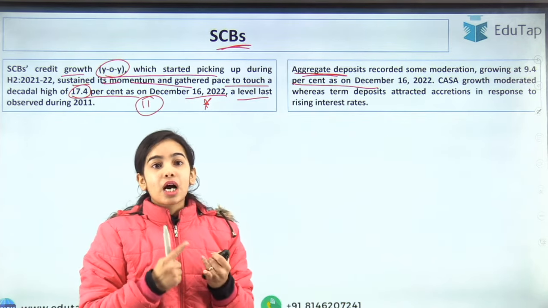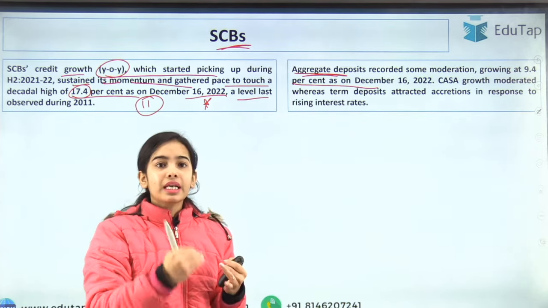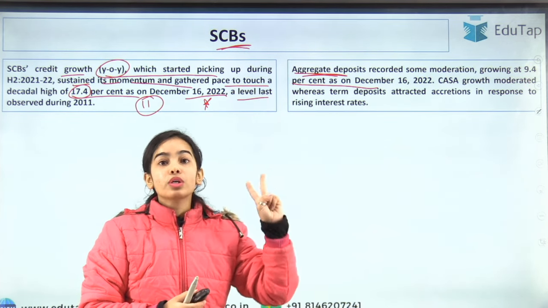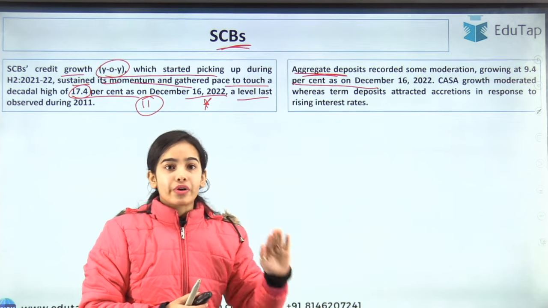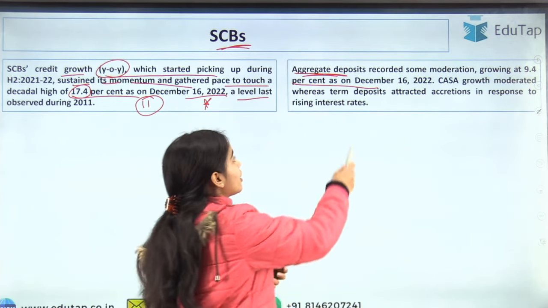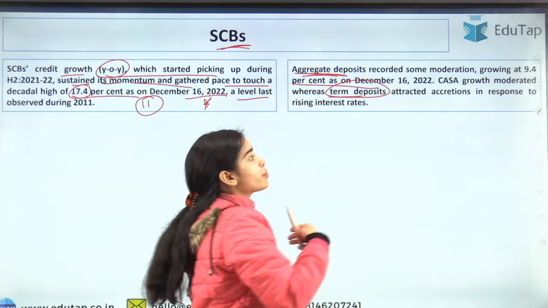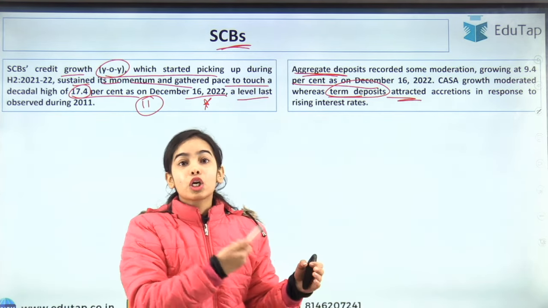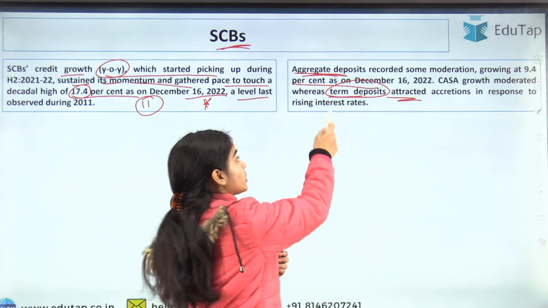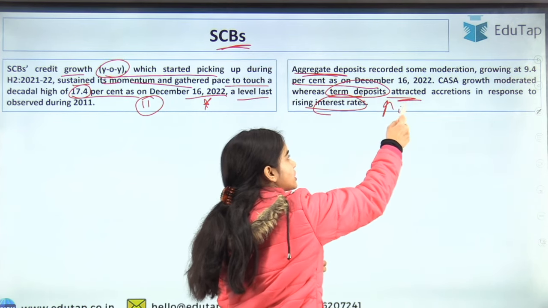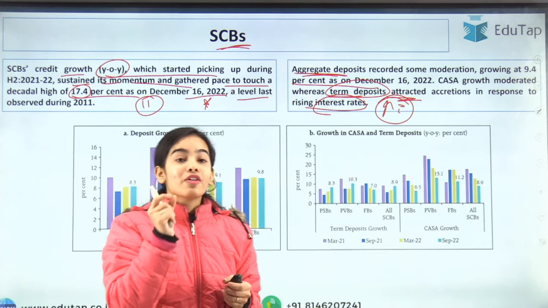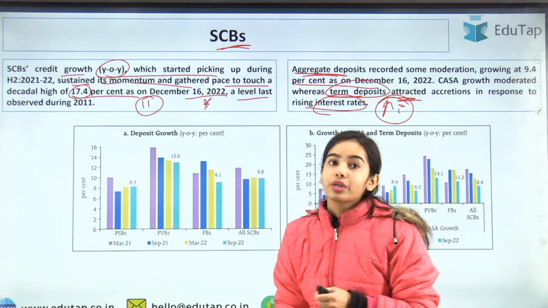CASA, that is the current account and savings account, growth moderated. It declined a little. The current account and savings account deposit growth was moderated. Whereas the term deposits, the fixed deposits we can say, attracted a lot of response due to the rising interest rate. The interest rate was rising, and with that the term deposits increased while the current account and savings account deposits decreased.